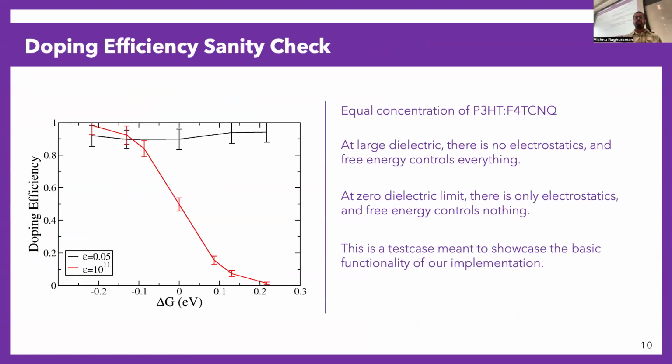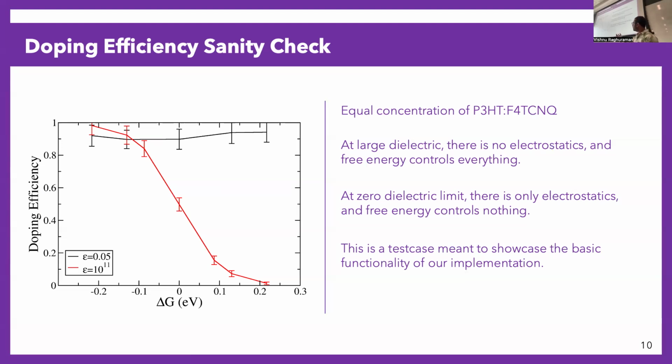So now I'm going to show you some basic tests that we've done using our implementation. So first thing is a sanity check, of course. Let's say you have an equal concentration of P3HT and F4TCNQ, your OSC and dopant. What happens if you set your dielectric constant at the extreme limits? If your dielectric constant is extremely large, then there's basically no effect of charge in your system. You have basically a bunch of neutral point particles, and your entire doping efficiency is going to be controlled by your delta G of the reaction.